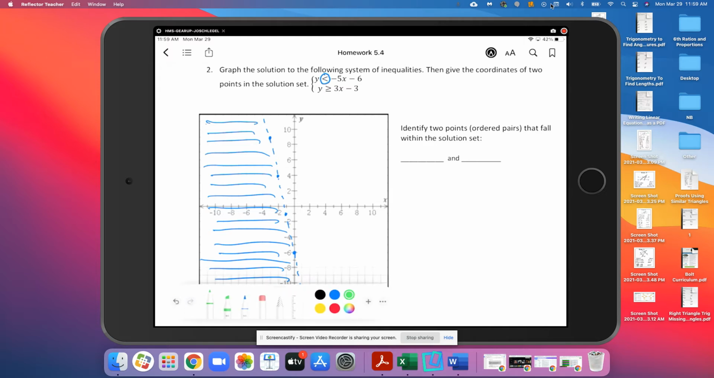And the next is y is greater than or equal to, so a solid line, 3x minus 3. So our slope is going to be positive 3.